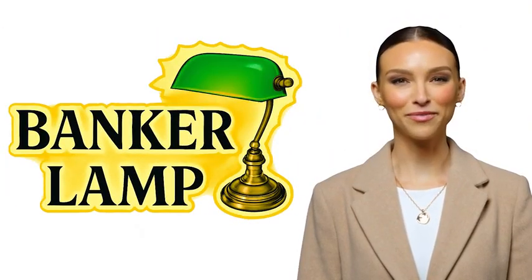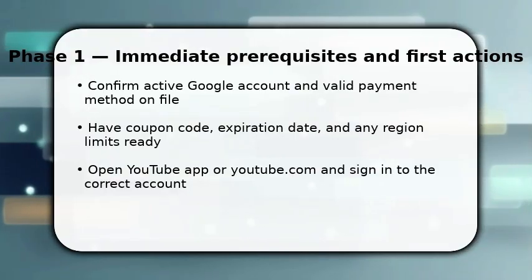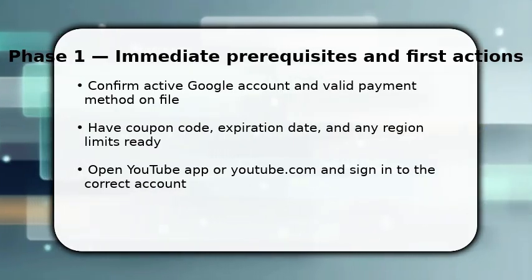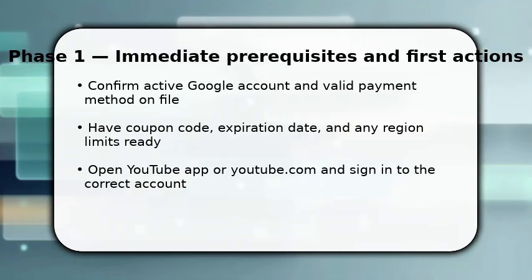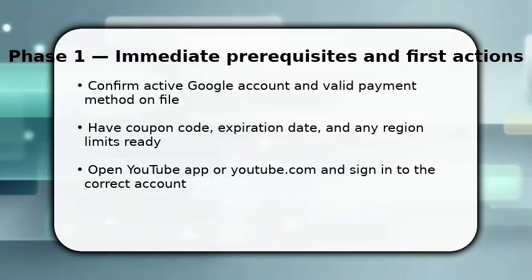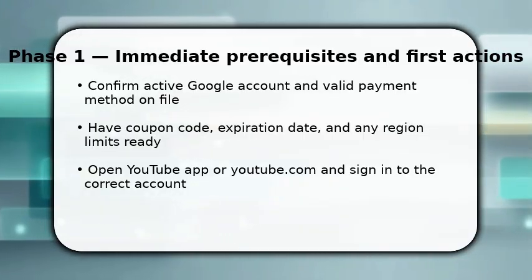You begin by confirming you're signed into the Google account you want for YouTube Premium. This matters because coupons bind to accounts. Once done, check your payment method, credit, debit, or PayPal, so activation proceeds without interruption. Next, pull up the coupon code, note expiration and region restrictions, and make sure it's not already redeemed.